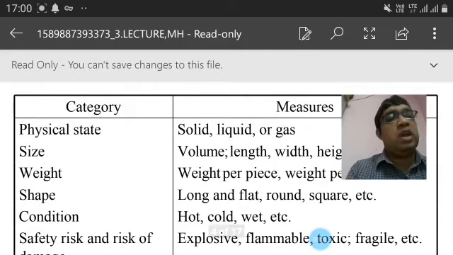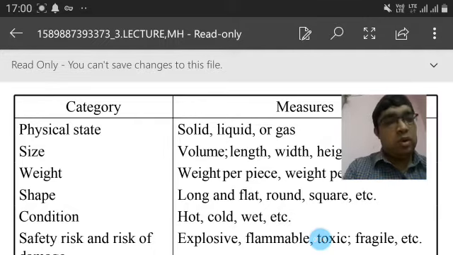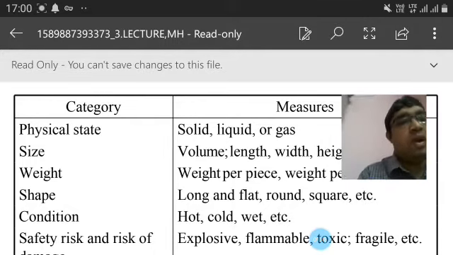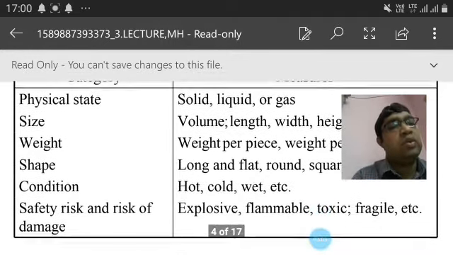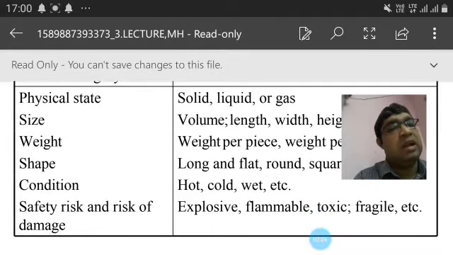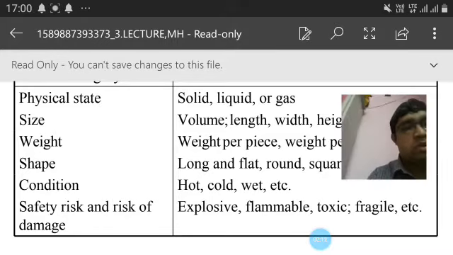And the shape: long and flat, round, square, etc. Different shaped materials can be seen when you have to transfer them from different places, so we have to consider the different shapes and sizes. The condition, hot condition or cold condition, and the weight, etc. will be considered. The safety risk and the risk of damage will be recorded when you have to transfer these materials from one place to another place.